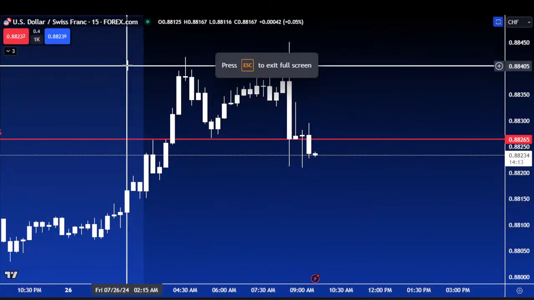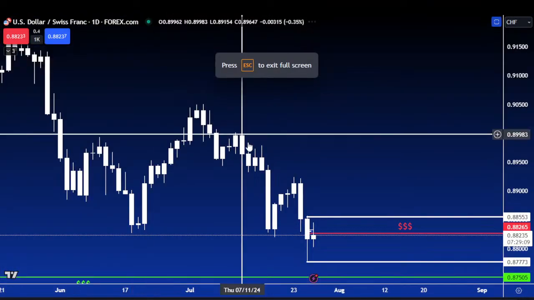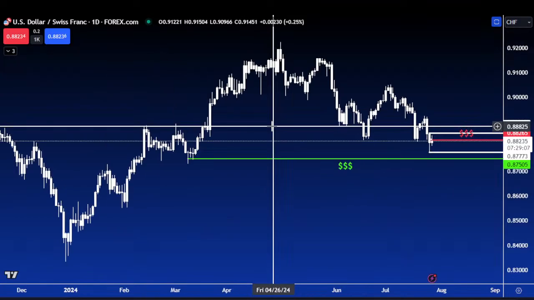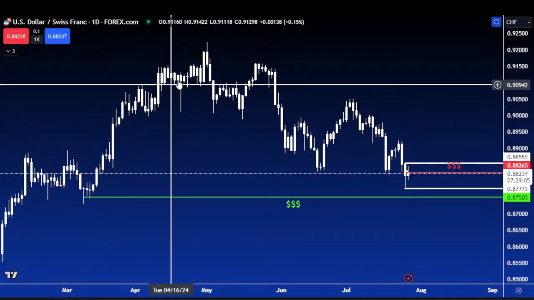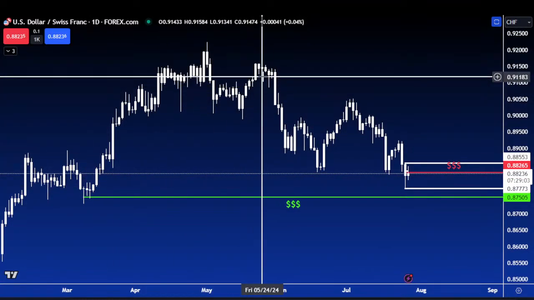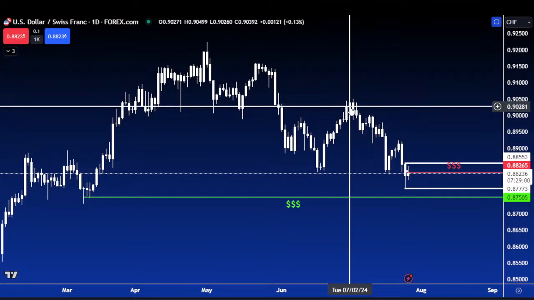All right, let's get it up full screen. All right, here. So you guys can see we had the rise, we started to break structure, so we started to fall, right?